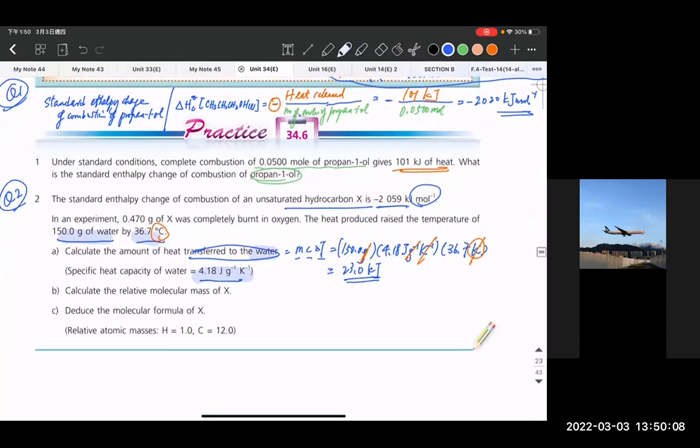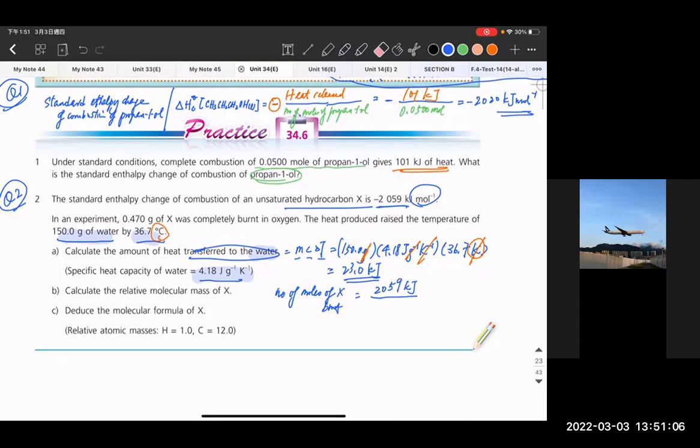So you may do some calculations, just like the number of moles of unsaturated hydrocarbon. First of all, can you calculate how many moles of unsaturated hydrocarbon, the number of moles of X burned? It is something related to 2059 kilojoule. Okay, what's next? Over what? Which one should be over what? Do it in reverse.